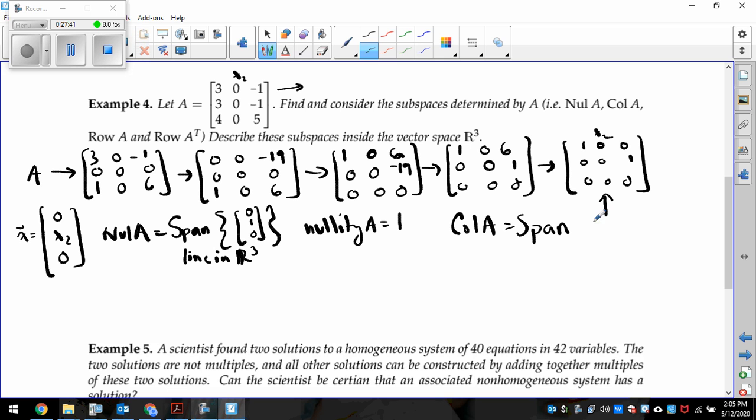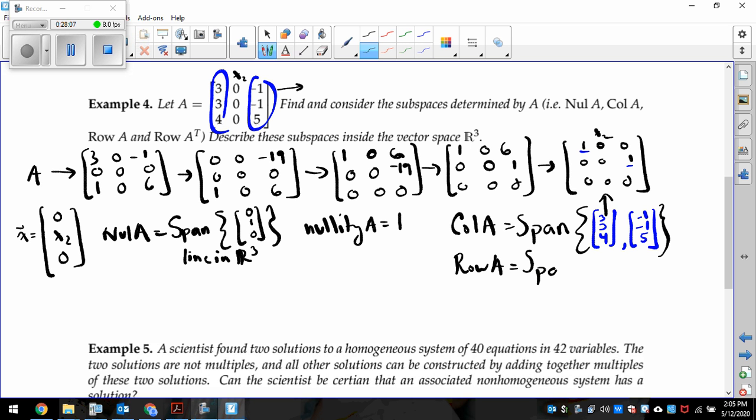Let's find the columns. So we want to correspond these pivot columns back to the original columns. So these are the 2 linearly independent columns. So 3, 3, and 4, and -1, -1, and 5. So that would be the basis for the column space. And now the row space is the span of these 2 rows.